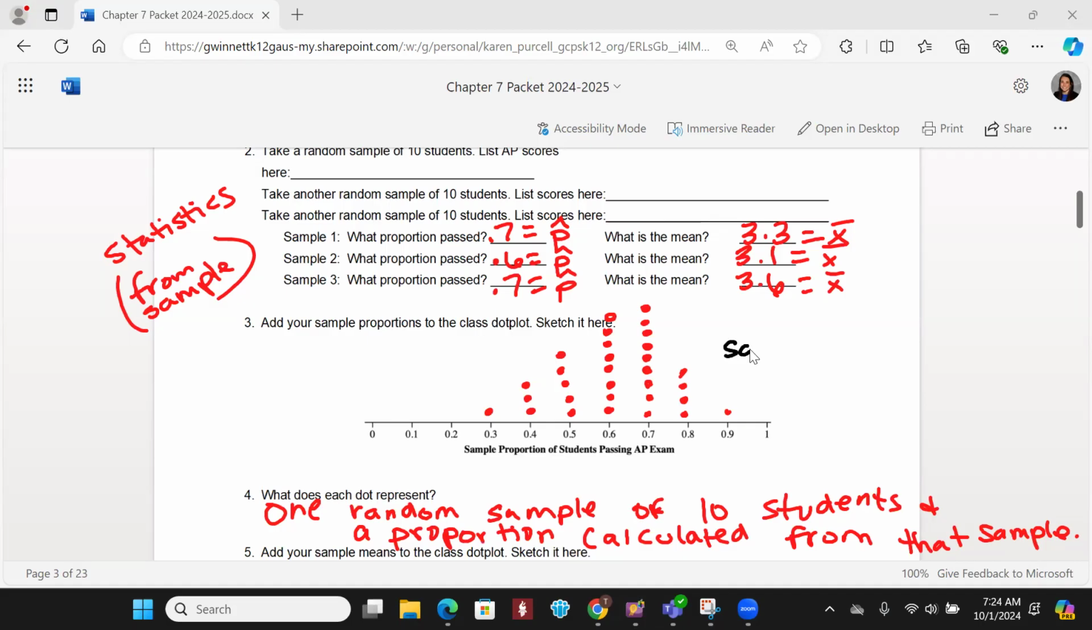So this is the sampling distribution of p hat. Some words I want you to pay attention to are sampling proportions. And on the next one, it says sample mean. All right, so again, I'm going to give you the dots for this next one.